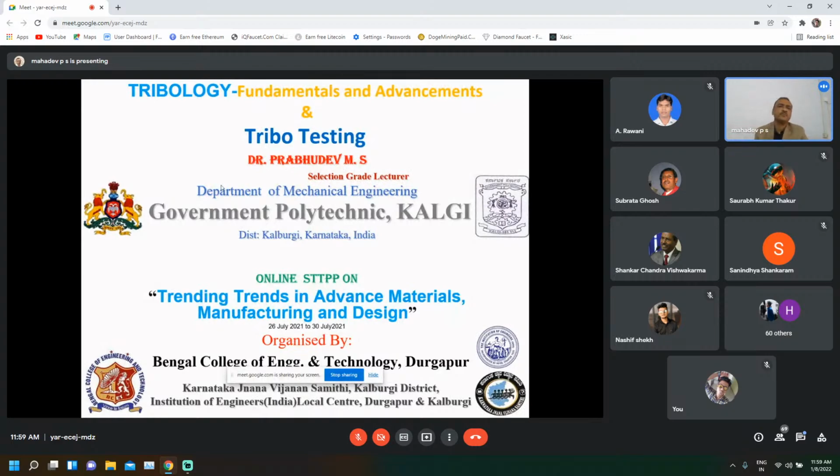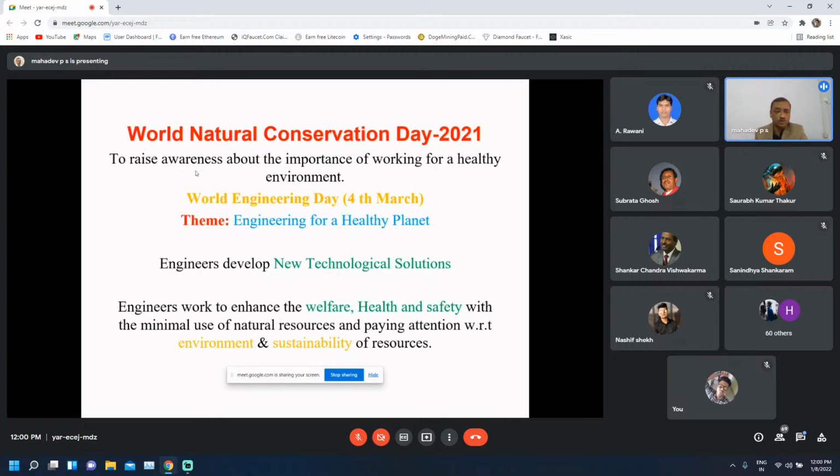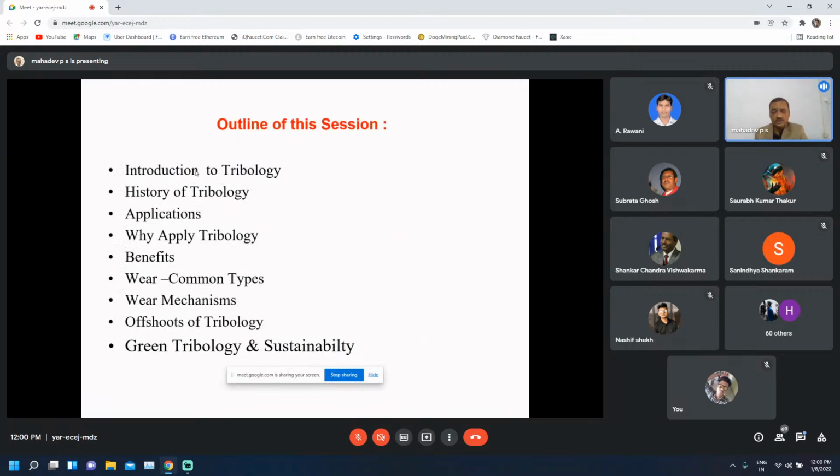Tribology is the least given importance in our day-to-day life as well as in industry. Not much importance is given to this field. So I thought to cover all these things in today's one-hour session: introduction to tribology, history of tribology, applications, why we need to apply tribology, benefits, types of wear, mechanisms, offshoots of tribology, green tribology and sustainability. But now I thought to shift to the tribology testing part.